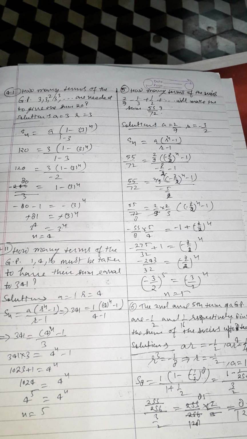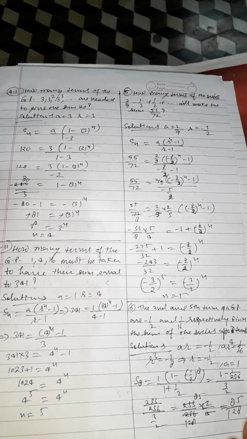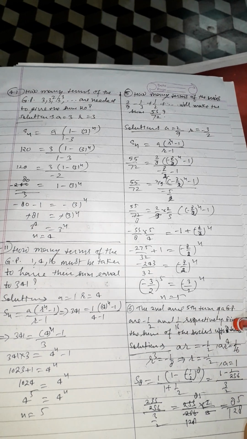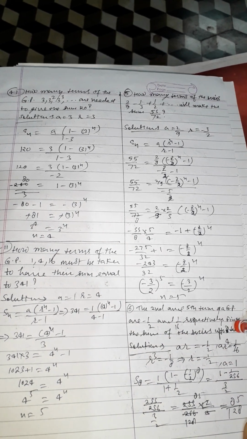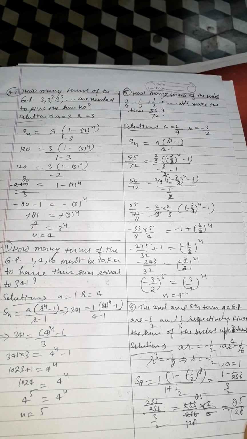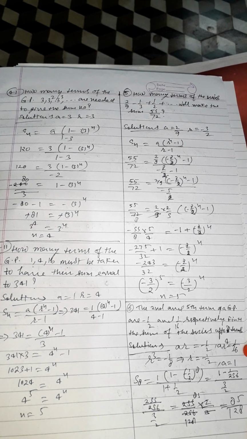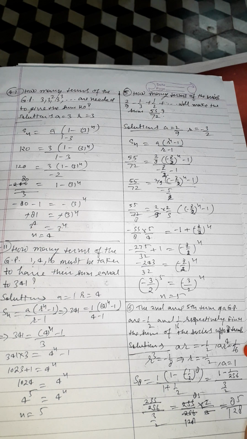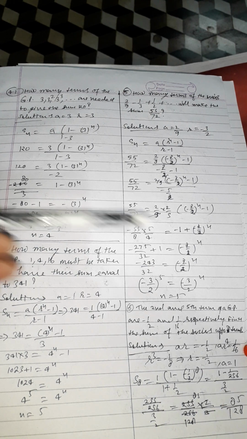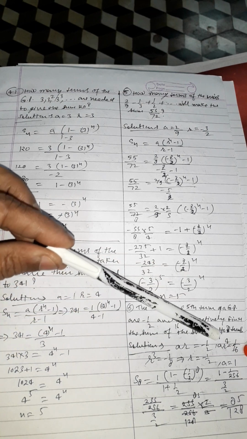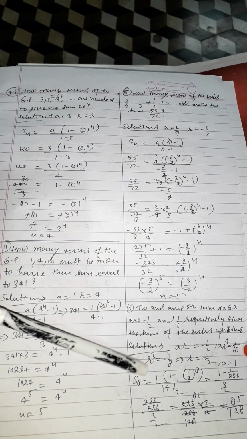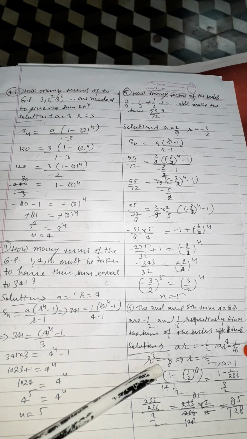6 number sum: the second and the fifth term of the GP are minus 1/2 and 1/16 respectively. Find the sum of the series up to 8 terms. ar is equal to minus 1/2 and ar^4 is equal to 1/16.